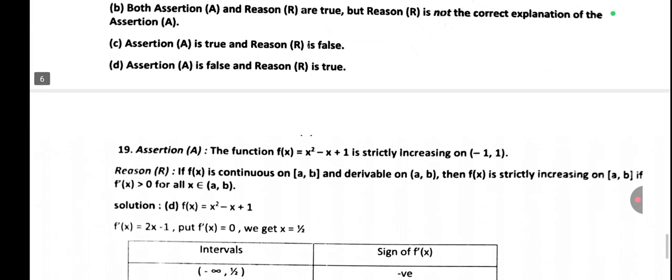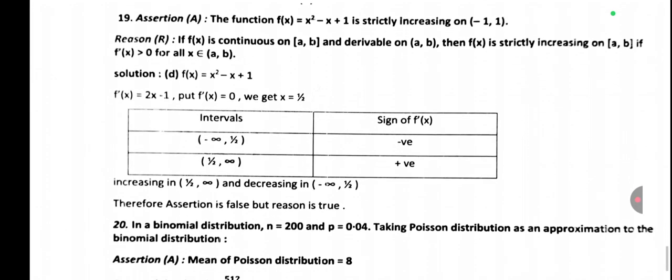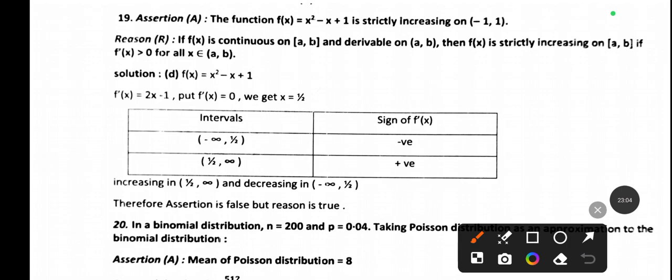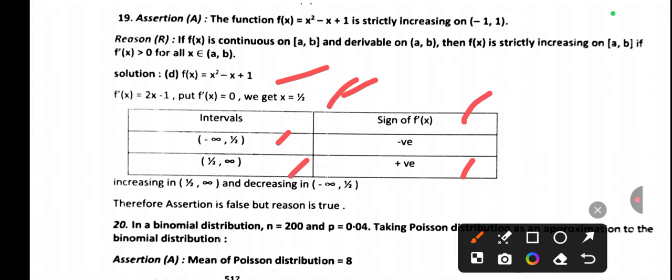Then going for the assertion reasoning, children. So go to 19th question. Again increasing, decreasing. Already one increasing, decreasing came. Do x square minus x plus 1. Differentiate, get that x. I think the same concept. x equal to half. You got the same answer, children. Minus infinity to half, half to infinity. One is decreasing, one is increasing.